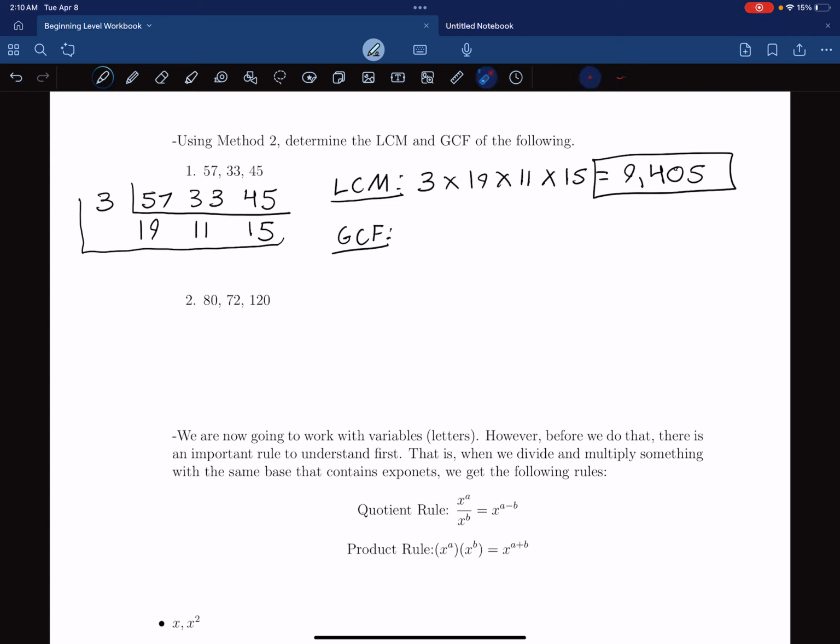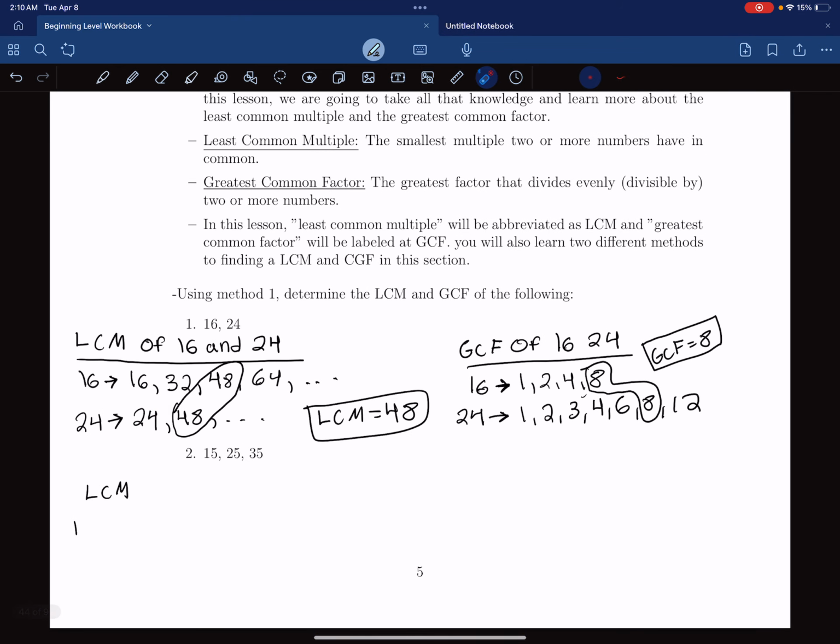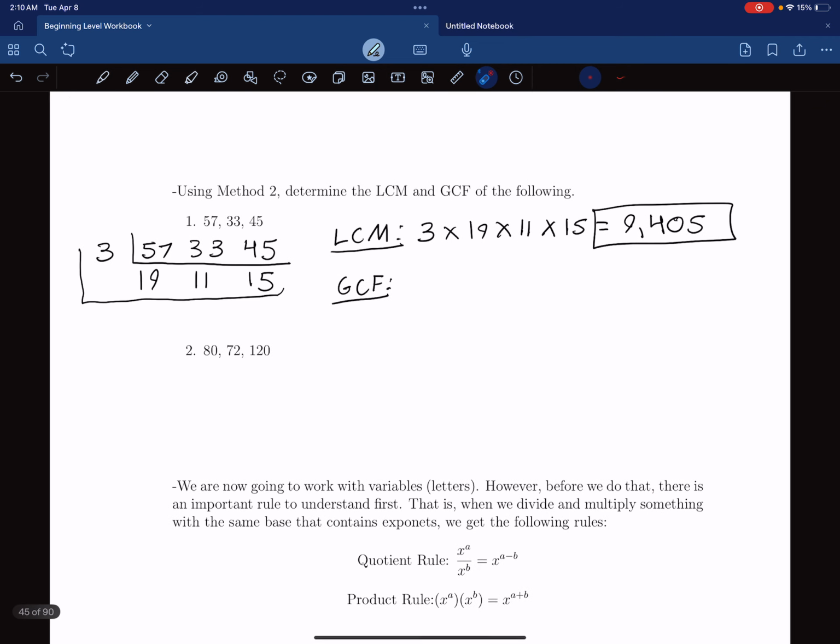Now, imagine writing out all the multiples of all three of these numbers until we get to 9,405 for all three of them and realize that, oh, hey, this is the least common multiple. That would be a lot of work to list out all the multiples individually, which is why method 1 really is only useful to understanding what we're actually doing with this method. Now, our greatest common factor is just the product of all the numbers on the side. In this case, we just have a 3 pulled out, so our greatest common factor is just 3.